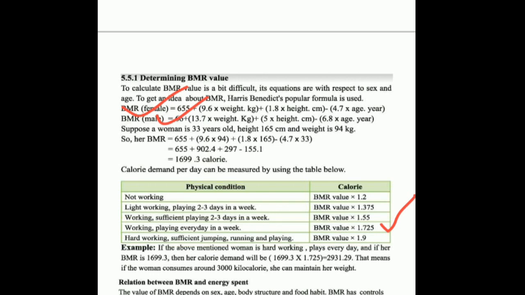The value of BMR depends on sex, age, body structure and food habit. BMR controls the production of 60 to 70% of energy in our body. Our body gets 10% to 12% of energy from taking in food and gets 20 to 30% of energy through physical activities. The BMR value declines with increasing age.